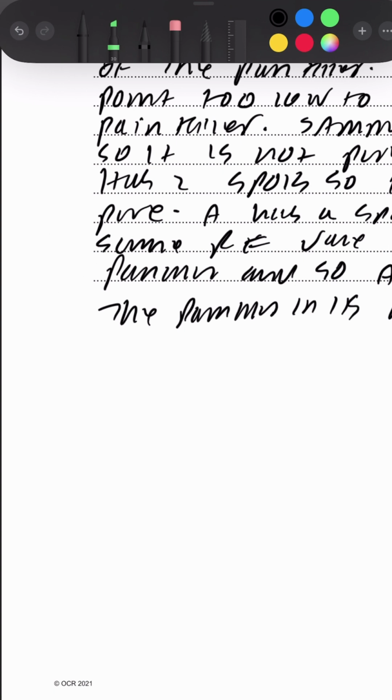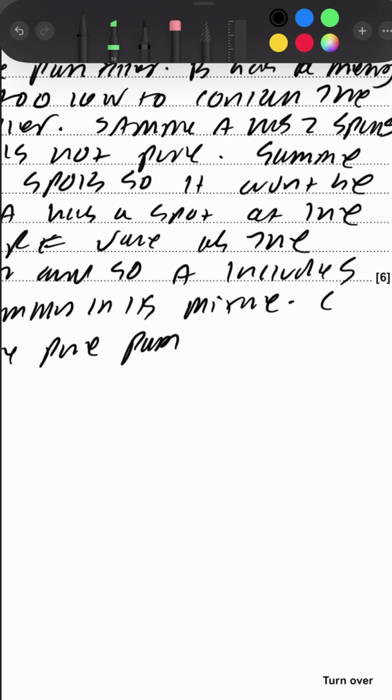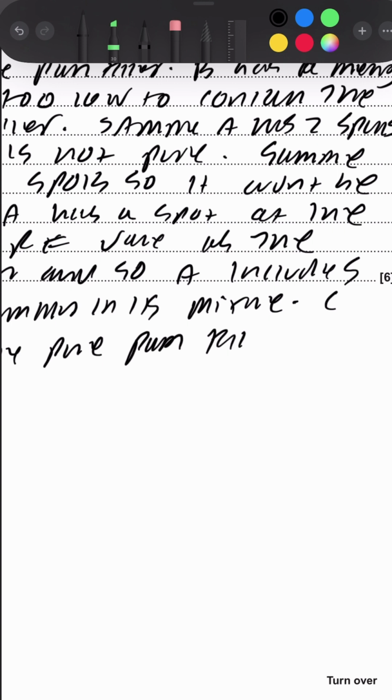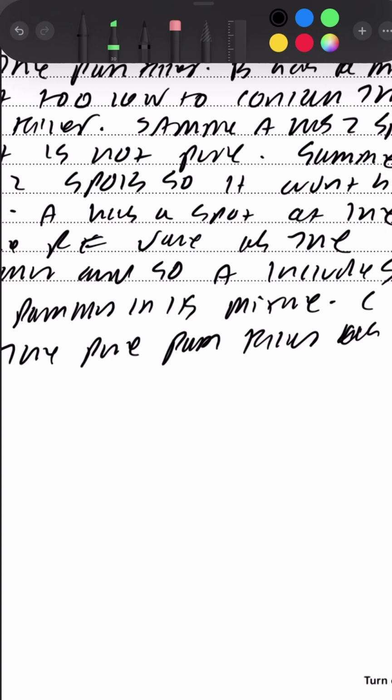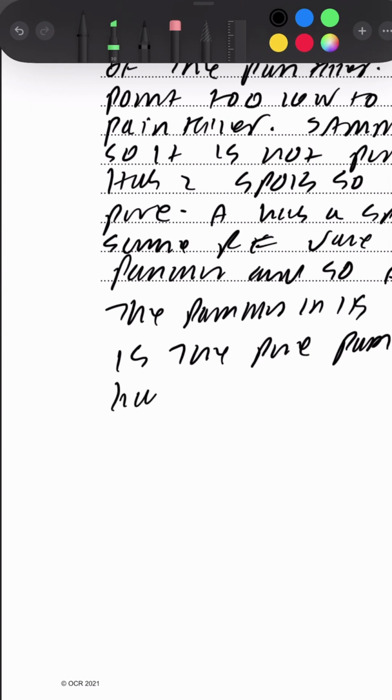Now if we look at the chromatography again, remember the only one that doesn't have another spot is C, and the pure painkiller, and again they have the spots at the exact same places, which means that C is most likely the pure painkiller, and A is most likely the mixture of the painkiller because it contains the painkiller spot, so we should probably write that down.